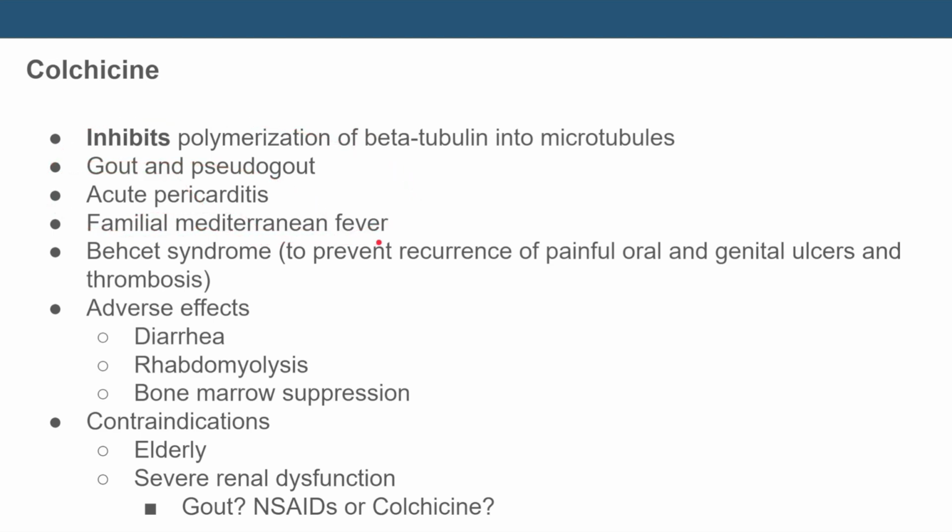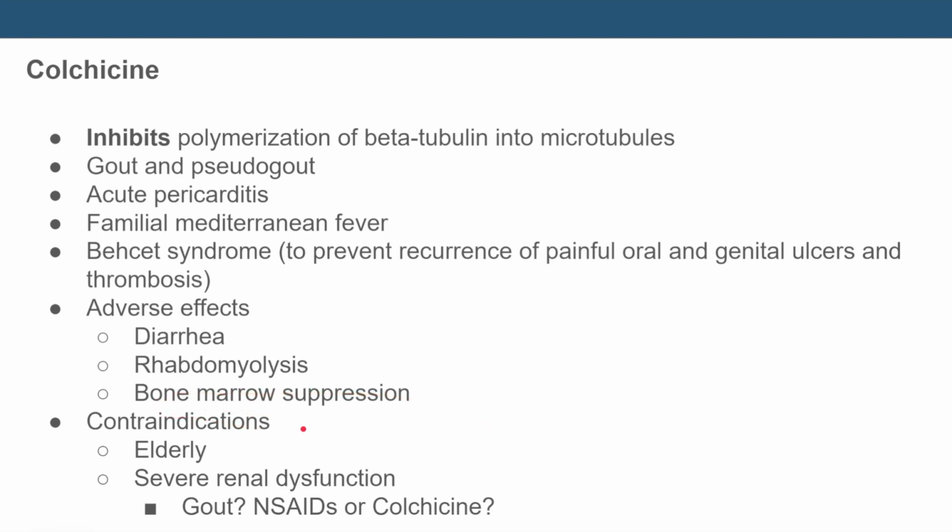Also, another condition that I've seen is that colchicine is used in Behçet syndrome to prevent recurrence of painful oral and genital ulcers and thrombosis. So this syndrome happens in young males, Turkish or Middle Eastern descent, and they get painful oral and genital ulcers and also thromboses. So you can use colchicine for this as well. Its adverse effects include intractable diarrhea, rhabdomyolysis, so drug-induced rhabdomyolysis. Colchicine is a cause for that, and bone marrow suppression.